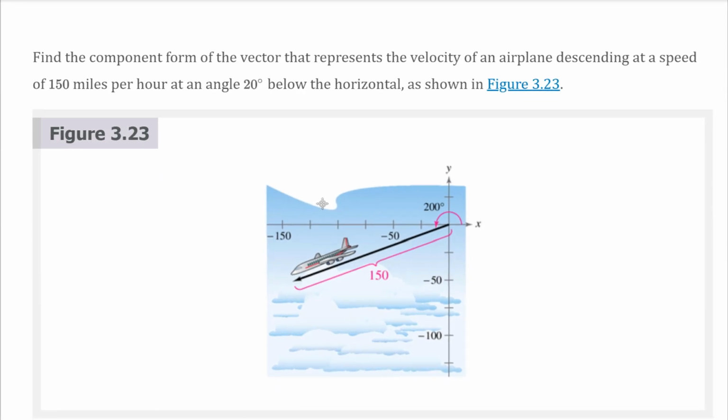It says that we want to find the component form of the vector that represents the velocity of an airplane descending at a speed of 150 miles per hour at an angle of 20 degrees below the horizontal. Well, if we're thinking about this, here's our XY graph. You always want to place the vector coming out right at the origin, so you can look at the vector.